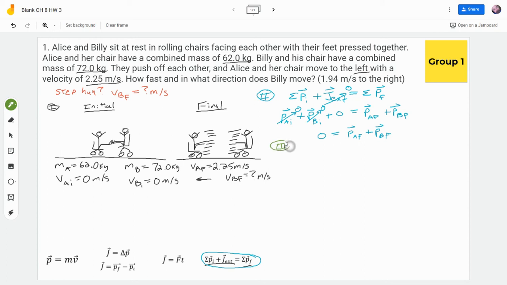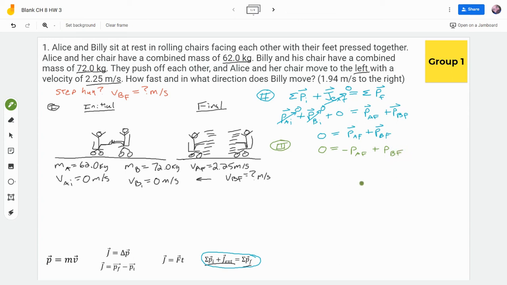The first part of the math is going to be to take the hats off and put in your signs. So the left side is 0 equals P sub AF, momentum of Alice final. She's moving left. So we're going to call that one negative. So P sub AF without a hat, and there's a minus sign in front of it because she's going left. Billy is going right. So when I take the hat off of that one, that ends up being plus P sub BF. So we have that.